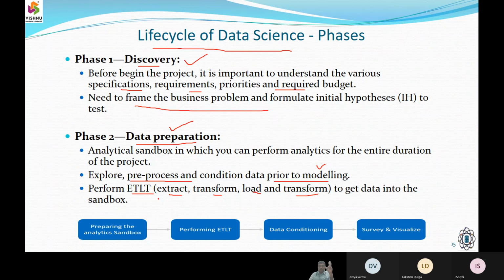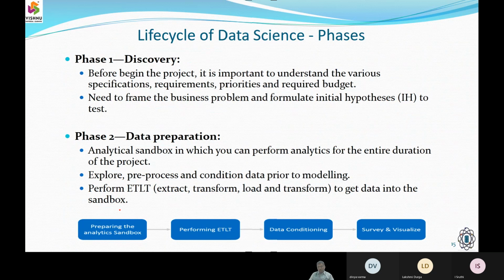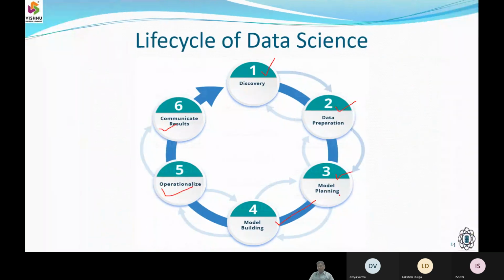One, we call it extraction. Two, transformation. Three, loading. Fourth one, transformation. All these items are put together, and we call it a sandbox, or we can call it a black box. All these phases are part of data preparation. Once these phases are through, only then can you send it to the next level, which is called model planning.